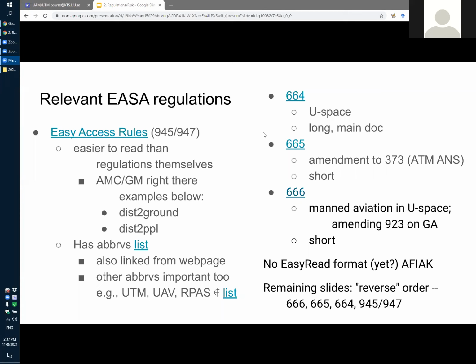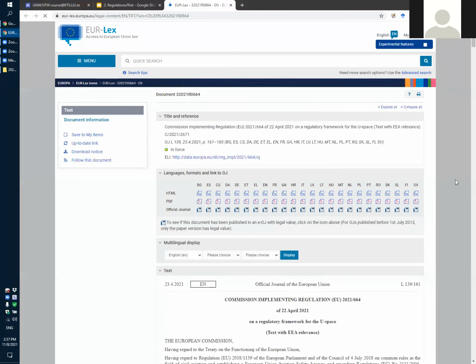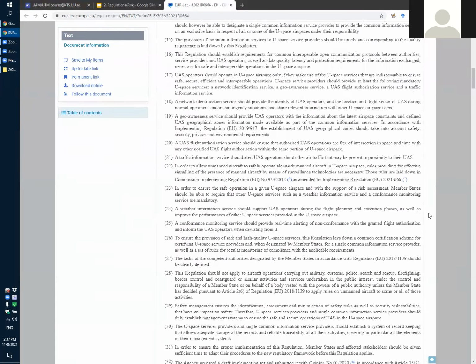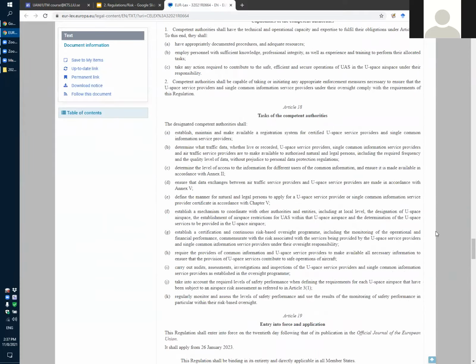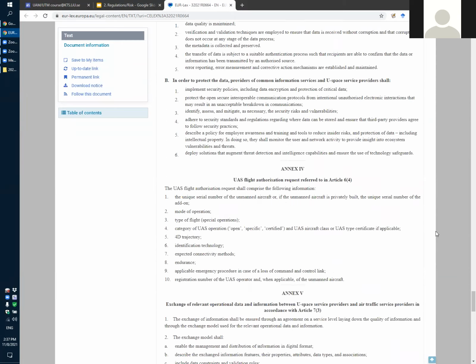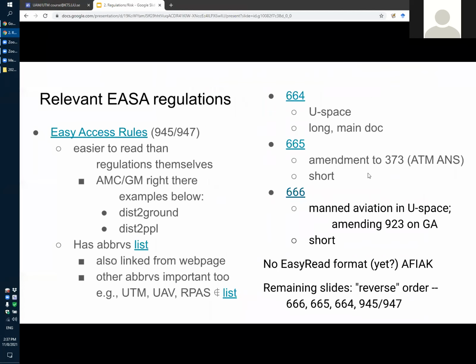Okay, and last but not least, the 3 regulations on U-Space. So 664, the regulation on U-Space itself. Now, I guess I'll just open it for a second. As I said, no easy access rules or easy read, but still readable. I'll ask you to browse through, but not the annexes on how to fill in different forms. And 665 and 666 are really short. I'll just show what they are about on the next couple of slides. And yeah, I'll ask you to read them through. Not much there.